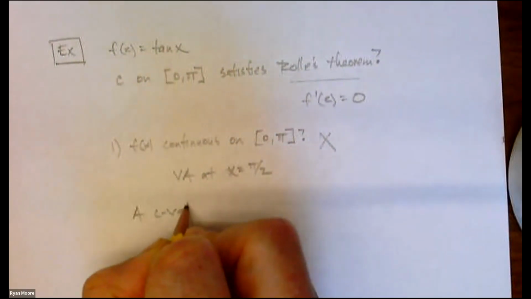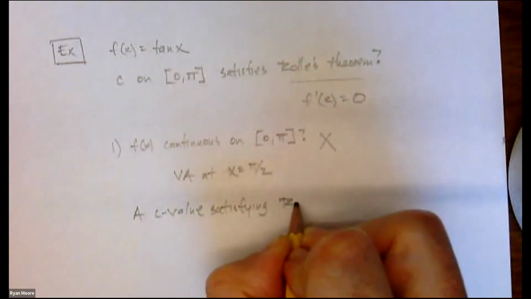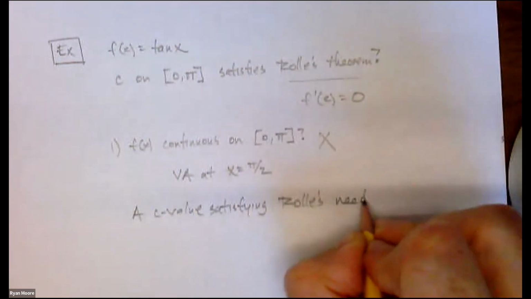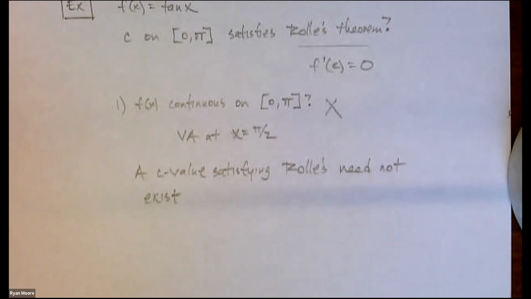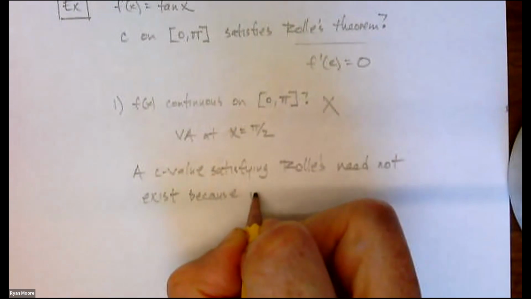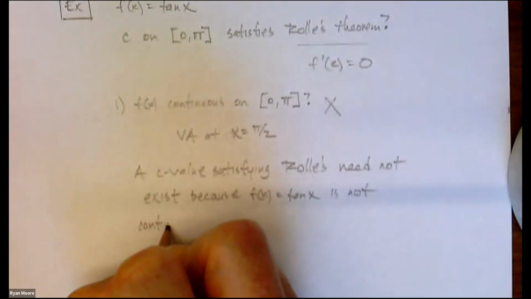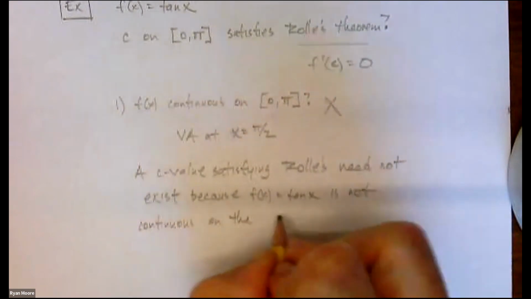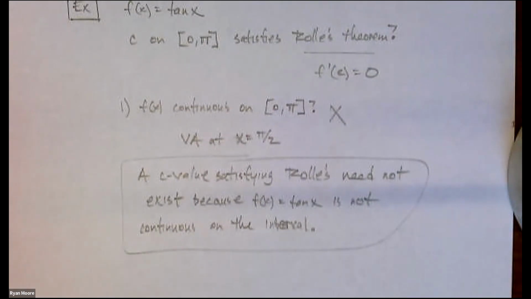Here's our answer and our explanation. A c value satisfying Rolle's need not exist. Now, we're not saying it doesn't, it still could, but we're just saying Rolle's theorem at this point doesn't apply here, and so there's no guarantee. It need not exist because f of x equals tan x is not continuous on the interval. Or you might say, a little bit simpler, that the three hypotheses of Rolle's theorem were not satisfied.